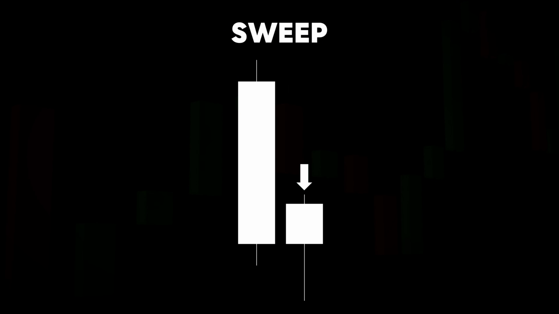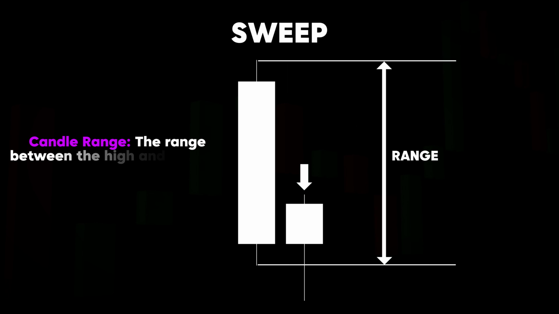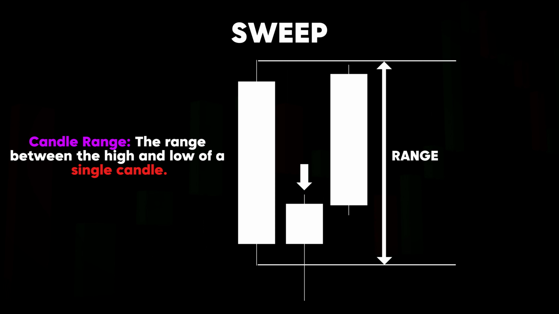The first concept we can use from open, high, low and close is a sweep. A sweep is when the second candle trades below the previous candle's high or low, but closes inside the previous candle range. A candle range is just the range between the high and low of a singular candle. If you see a sweep of a previous candle, there is a higher probability chance that the third candle will target the opposing candle range high or low.